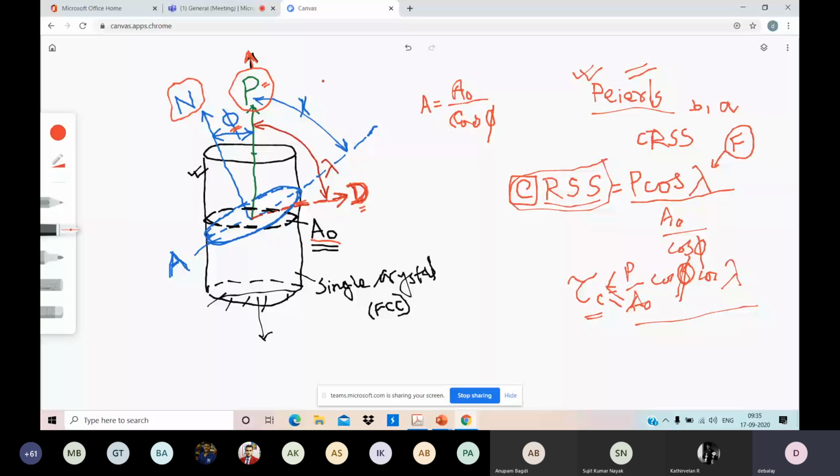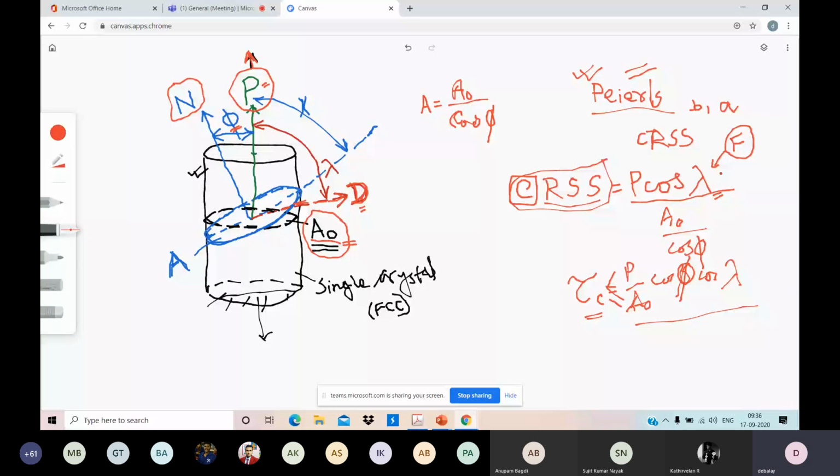Suppose my A0 plane was the slip plane. If I load along P, would slip occur or not? No, sir, because cos lambda would be cos 90 degrees. So straight away the resolved force is 0.